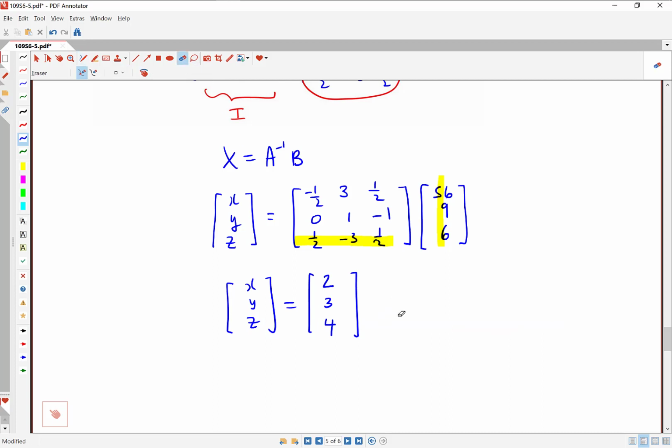So we've practiced finding the inverse of a 3 by 3 matrix. And then in this last example, we've also seen really why we care about that, because it then gives us a quick way to solve systems of equations. So that's our video on the Gauss-Jordan method for finding A inverse.